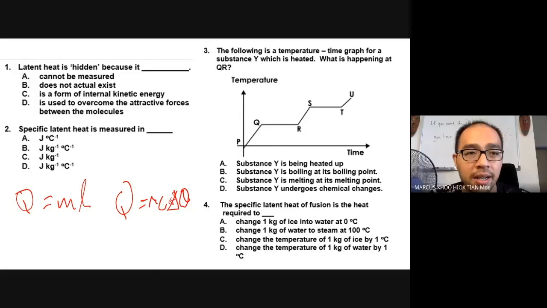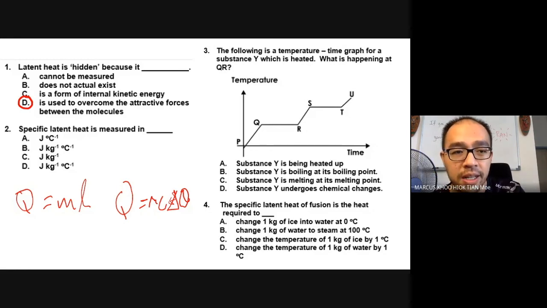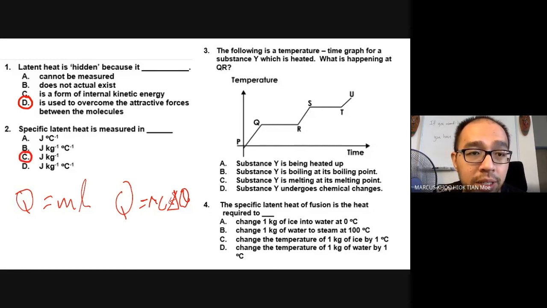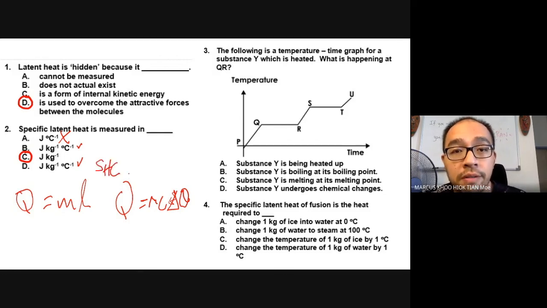D. All right. Latent heat is hidden because it is used to overcome the attractive forces between the molecules, otherwise known as the molecular bonds. Specific latent heat is measured in... C. All right, very good. C, joules per kilogram. This one is definitely out, it has nothing to do with it. And the B and the D answer is the same, specific heat capacity, SHC. So, very good.